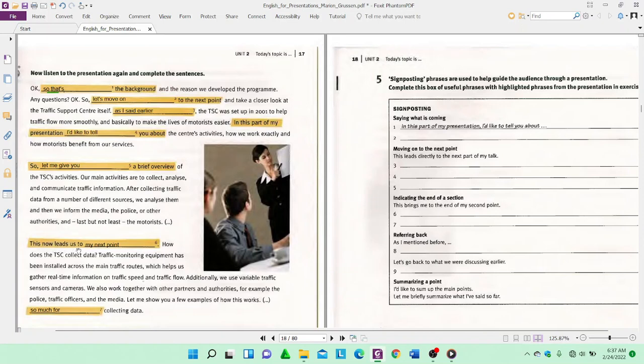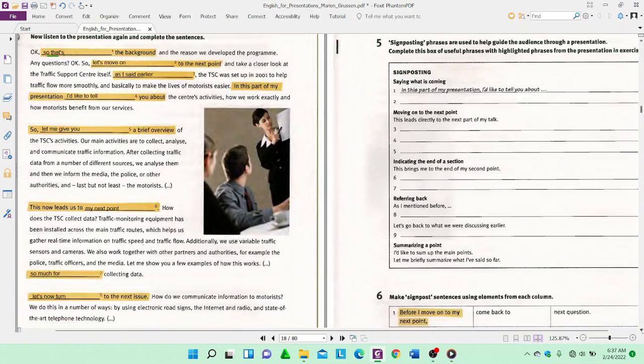Okay, this now leads us to my next point, almost the same, but it's on the last part. Or maybe for this one, number 7, so much for collecting data like we talked before. You also can use referring back, by saying, as I mentioned before, almost the same. Or number 8, let's move a bit down.